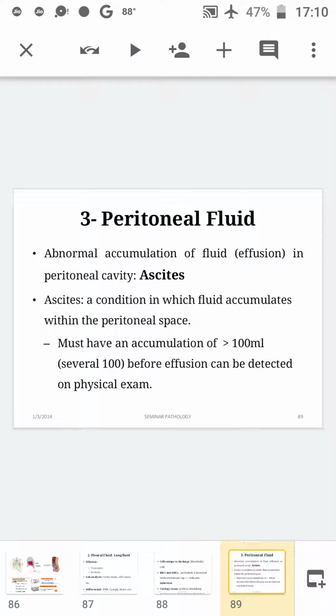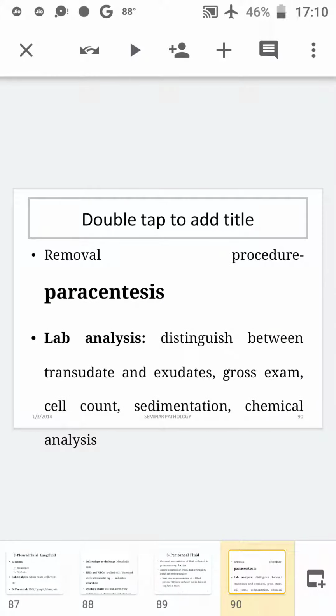Okay, next is the peritoneal fluid. Abnormal accumulation of fluid in the peritoneal cavity is called ascites. Ascites is a condition in which fluid accumulates within the peritoneal space, with accumulation of more than 100 ml so that it can be detected on physical examination. The method of removal of peritoneal fluid is called paracentesis. Again you have to distinguish between transudate and exudate causes, and look at color, clarity, everything.